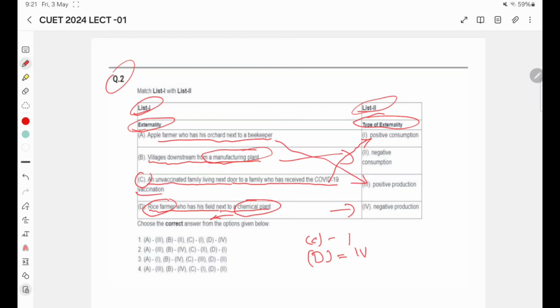So in this way, option B is second, A is third, B second, C is I, and D is IV. So A is correct. So option 1 is correct. This is how we have to do it.